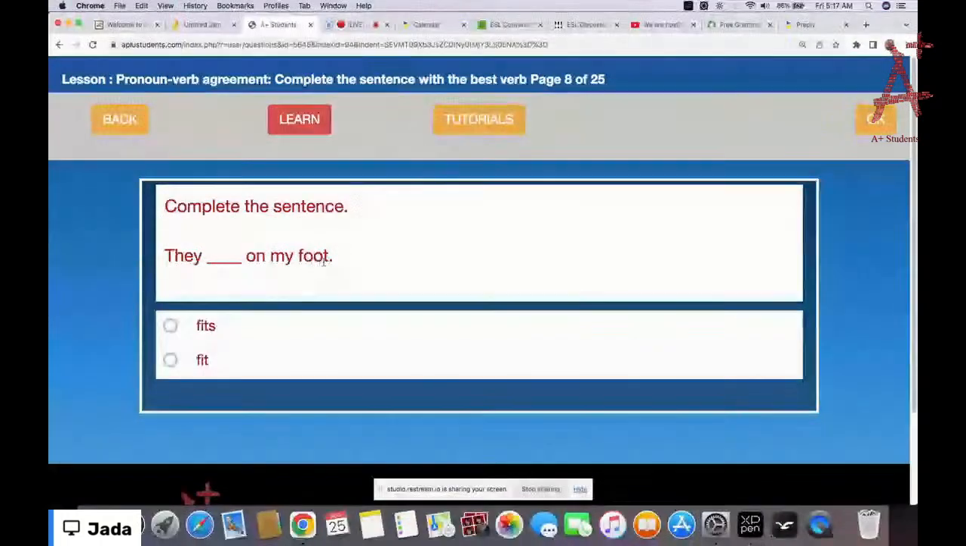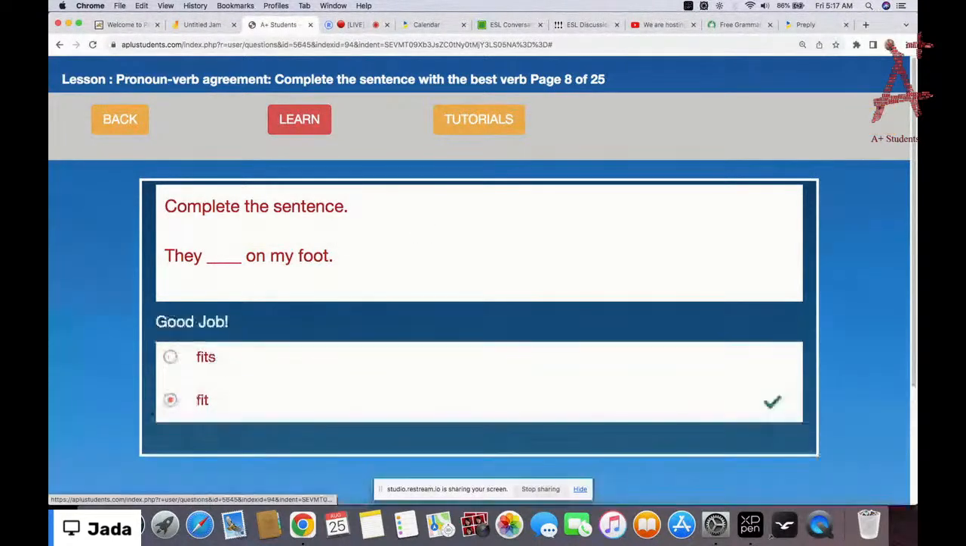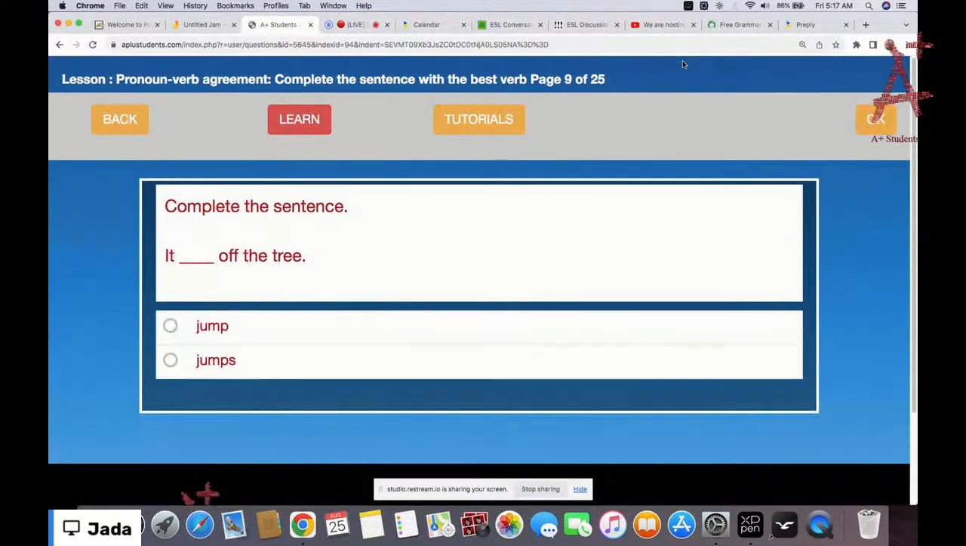Now "they dash on my foot." "They" is plural, so it's going to be the one without S. They feet on my shoe. "It dash off the tree." So remember that "it" is singular. It jumps off the tree.